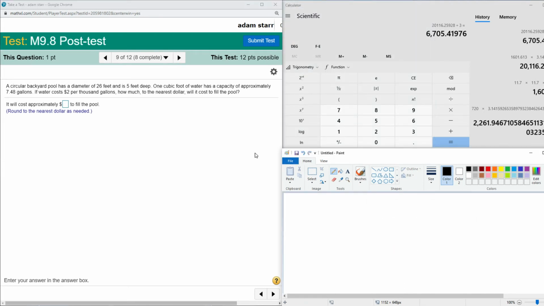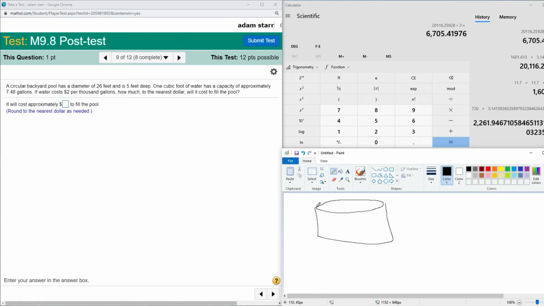Okay, another word problem. A circular backyard pool has a diameter of 26 feet and is 5 feet deep. 1 cubic foot of water has a capacity of approximately 7.48 gallons. If water costs $2 per 1,000 gallons, how much to the nearest dollar will it cost to fill the pool? So this is almost like an above ground pool, a circular pool. If you think three-dimensionally, what shape this actually is, it's a cylinder. A circular pool will really be a cylinder.